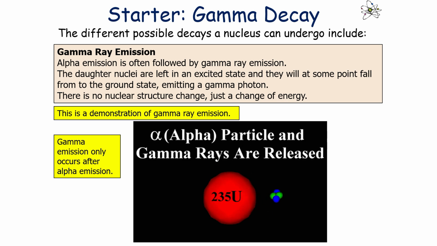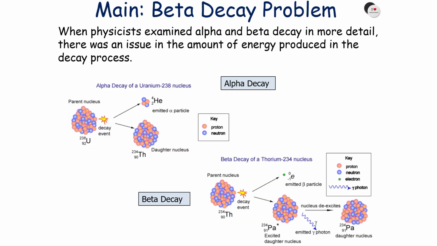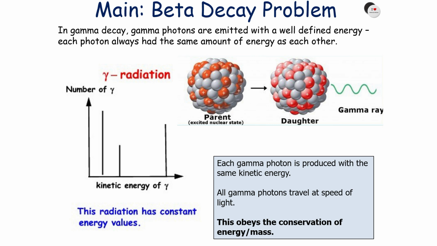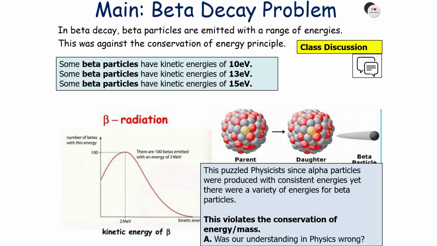Now, when you look at alpha and beta decay in a bit more detail, you'll notice that there's an issue with the amount of energy produced in the decay process. With alpha decay, each alpha particle is produced with the same rest energy and the same kinetic energy, so all alpha particles travel at the same speed. They obey the conservation of energy and mass. And with gamma decay, your gamma photons are produced with a known amount of kinetic energy, so we're conserving energy and mass. But with beta decay, some beta particles had more kinetic energy than others, so there was a variation of energies that the beta particles possessed, which seemed to violate the conservation of energy and mass.